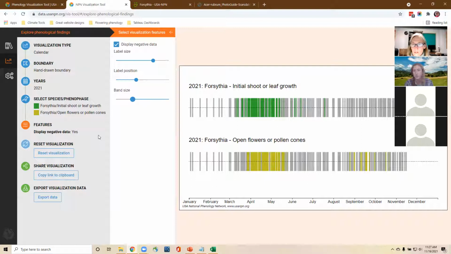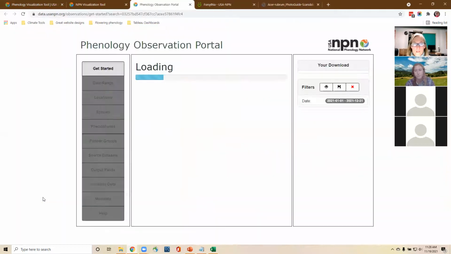Yeah, so the Viz tool is meant to be a way to see how much data is available for different species or the general patterns. But if you wanted to export it, you would probably want to use the Phenology Observation Portal. Have you seen that at all? That's another tool we have that's basically a way to create a filtered Excel file that has the data in a raw form. If you go to this export data link on the left panel, that will take you into the POP, the Phenology Observation Portal, with your filters already preset.